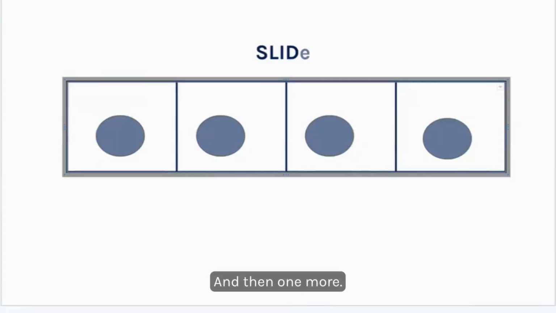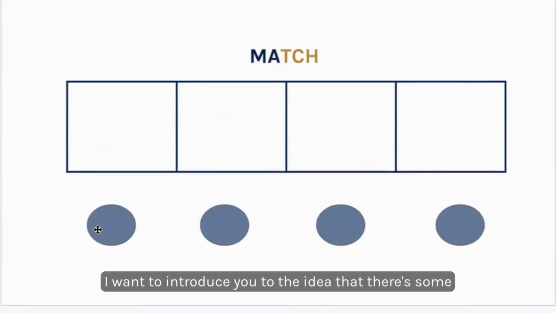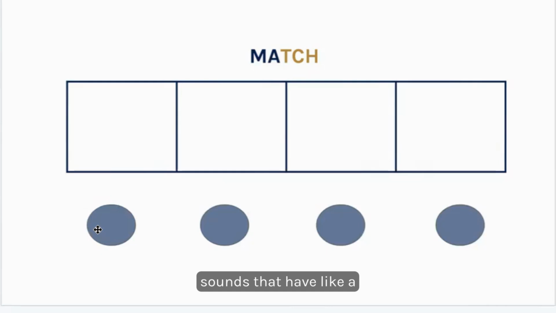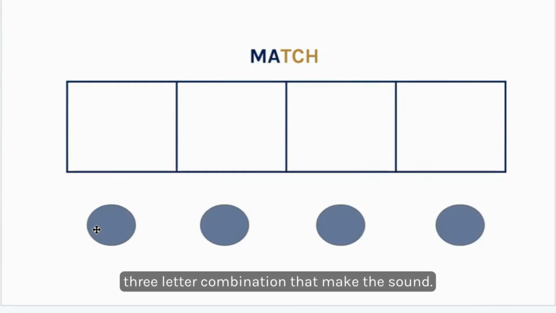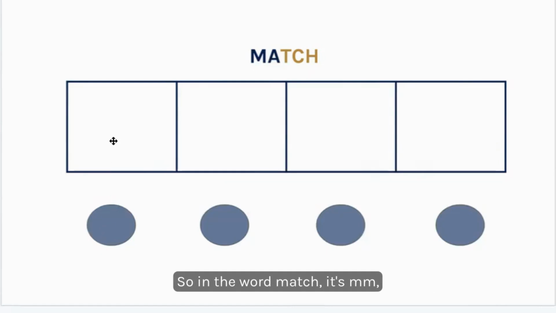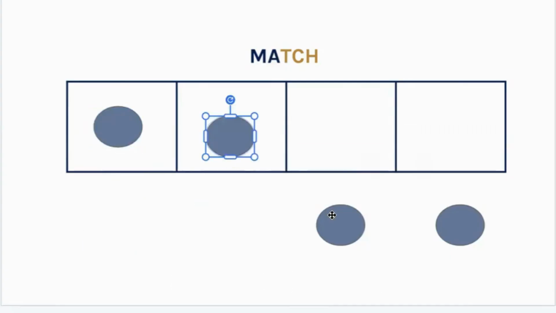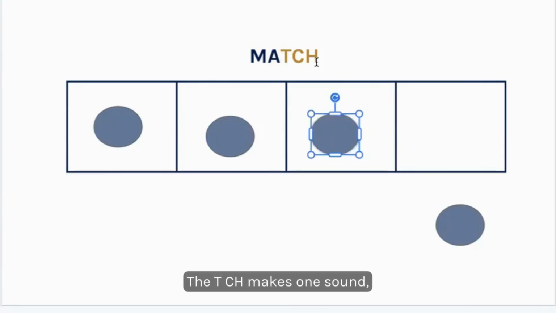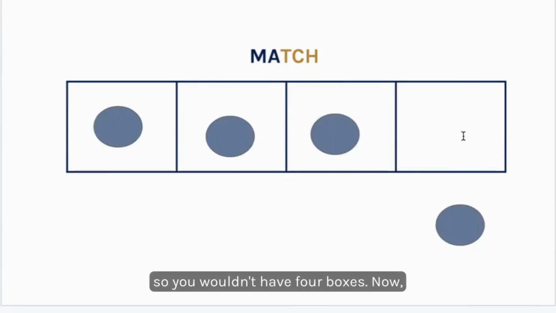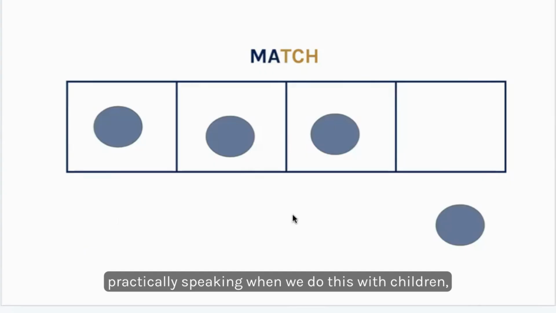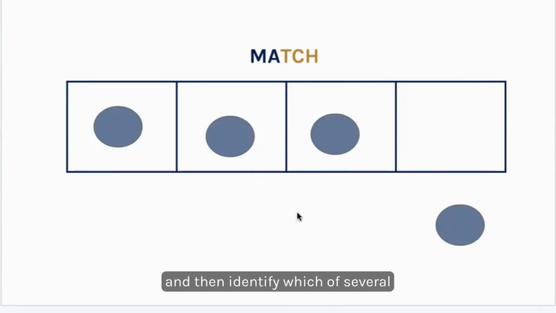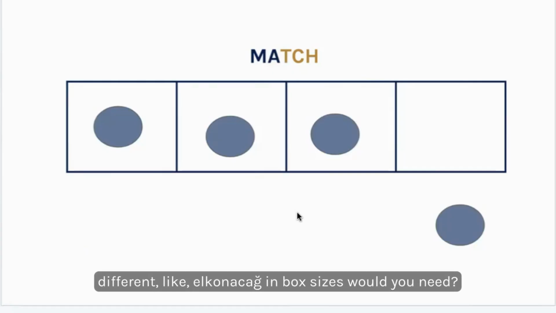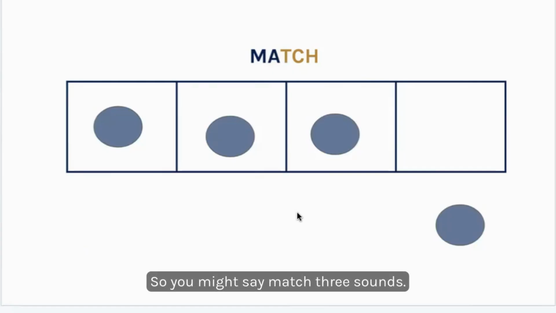And then one more. Just want to introduce you to the idea that there's some sounds that have like a 3-letter combination that make the sound. So in the word match, it's actually only 3 sounds. The TCH makes 1 sound. So you wouldn't have 4 boxes. Now, practically speaking, when we do this with children, we might first count the sounds together and then identify which of several different Elkonin box sizes you would need. So you might say, 3 sounds. Let's get out the box with the 3 sounds.